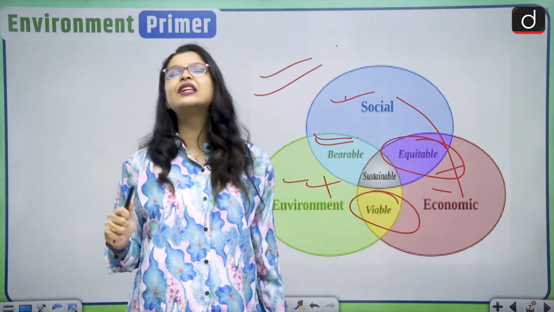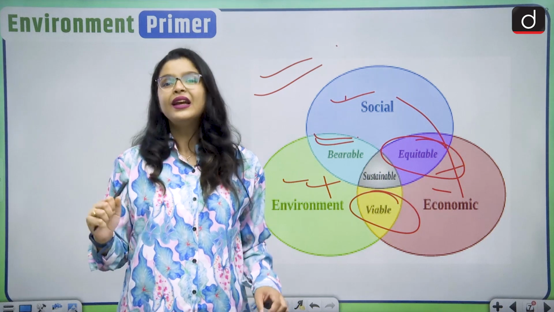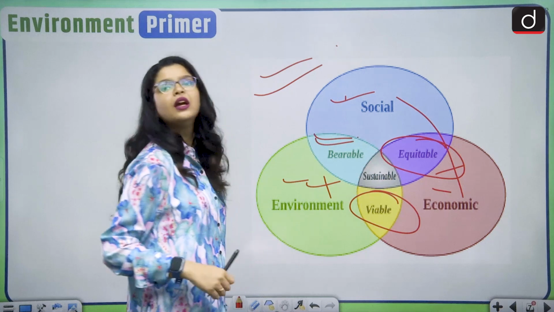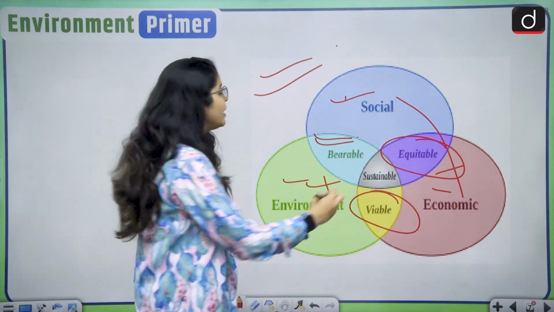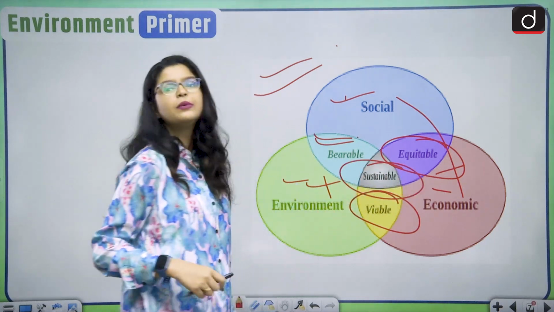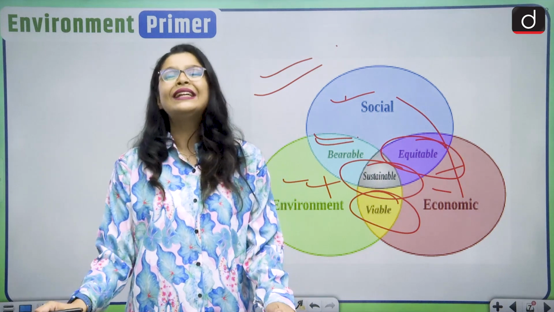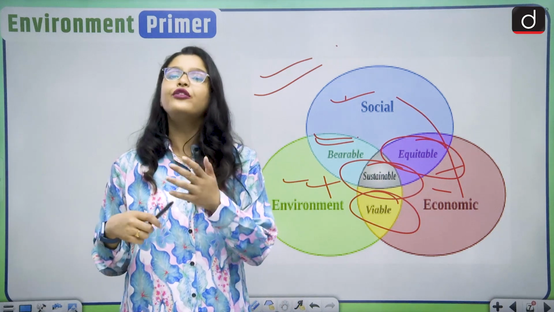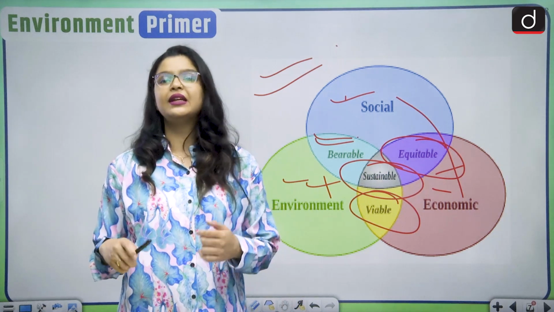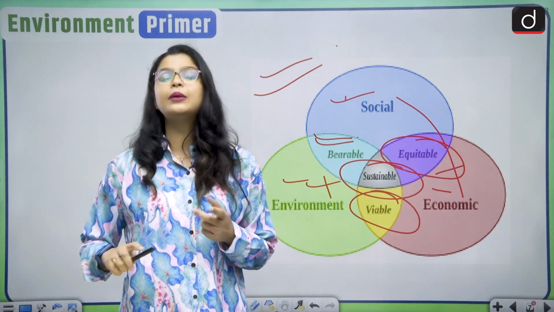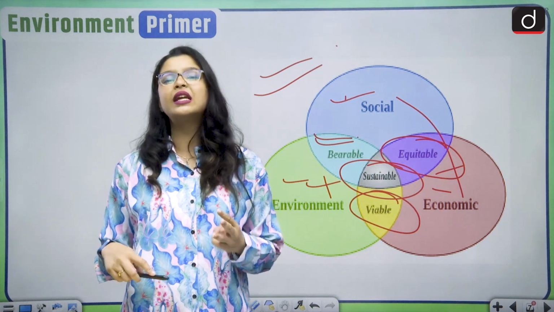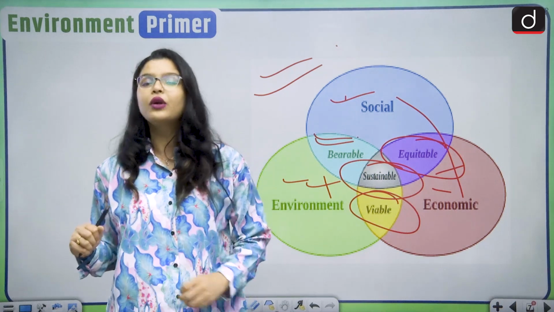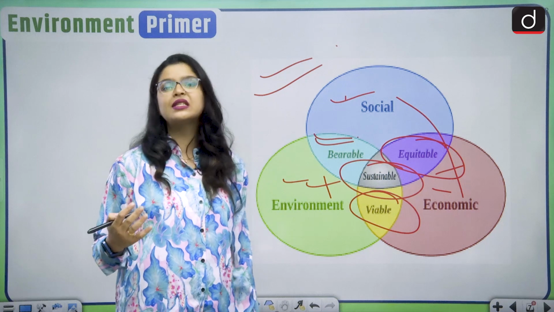So all of these three factors combined together, and they are in the form of circles. So we need to pay heed to all of these factors to achieve a sustainable development model. And that is why we are often talking about sustainability. Not only social sustainability, not only environmental sustainability, not only economic sustainability, but all of these three. Okay, so this was all about sustainability.